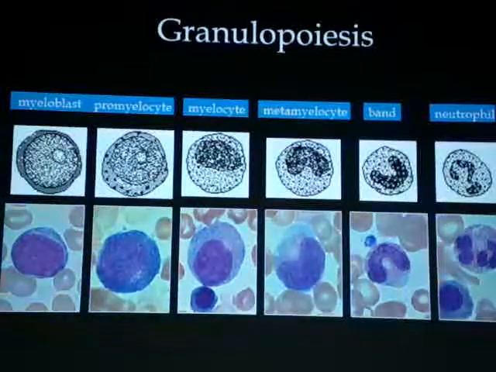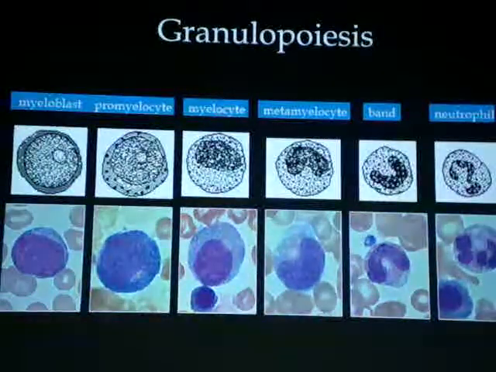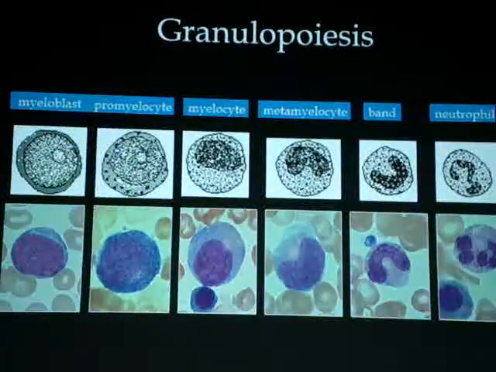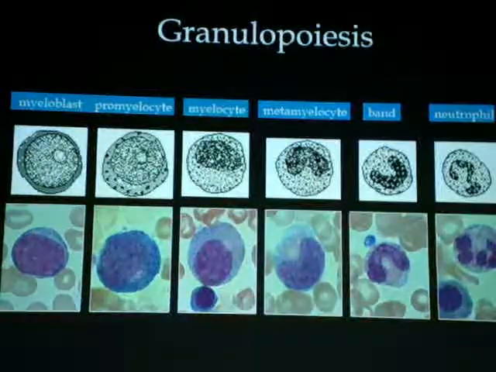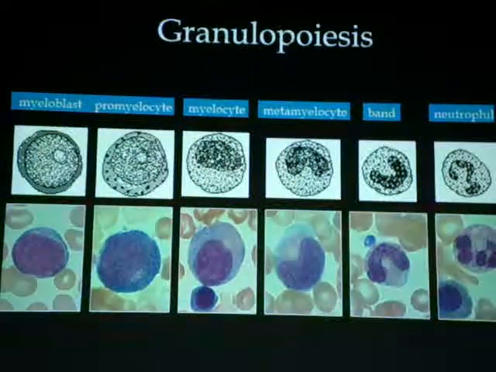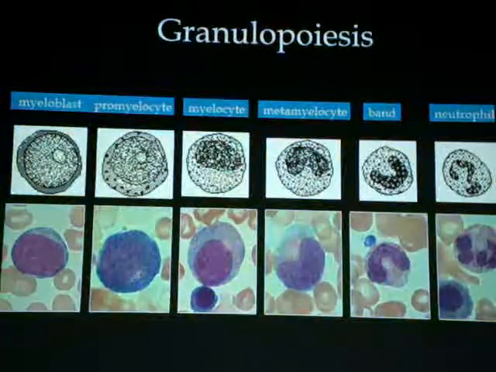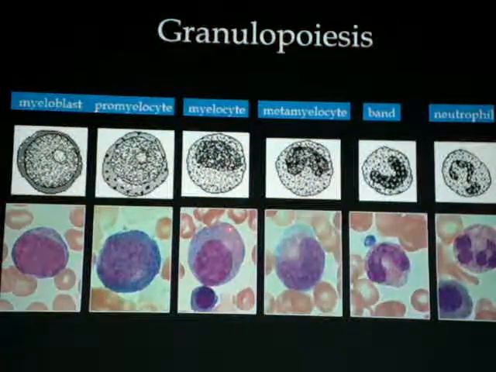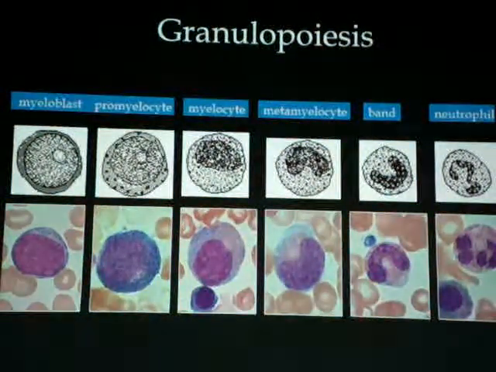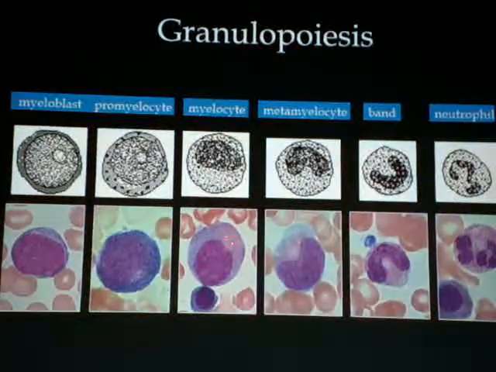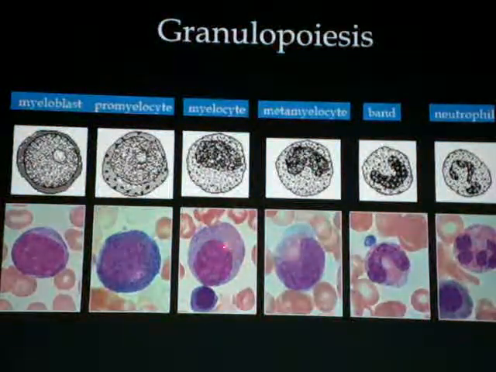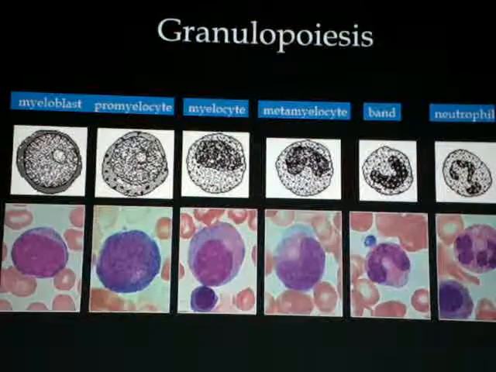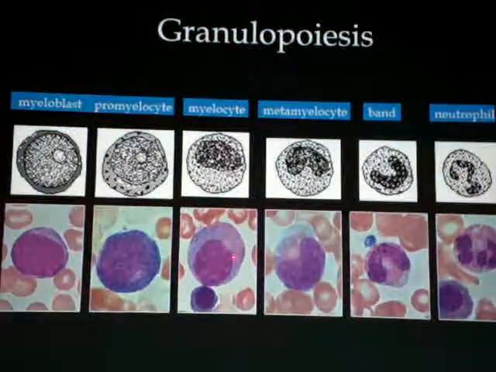And then the next cell in the lineage is the myelocyte. Now, if the promyelocyte has azurophilic granules, in the myelocyte the azurophilic granules will be accompanied already by the specific granules. So there are blue granules and also pink granules, which are smaller than the blue granules. And then there is a clear area immediately adjacent to the nucleus. That zone or area is called the Golgi zone, the Golgi apparatus area.